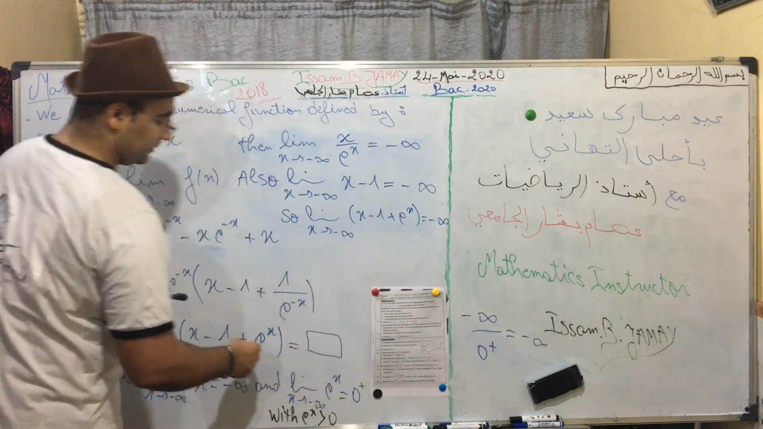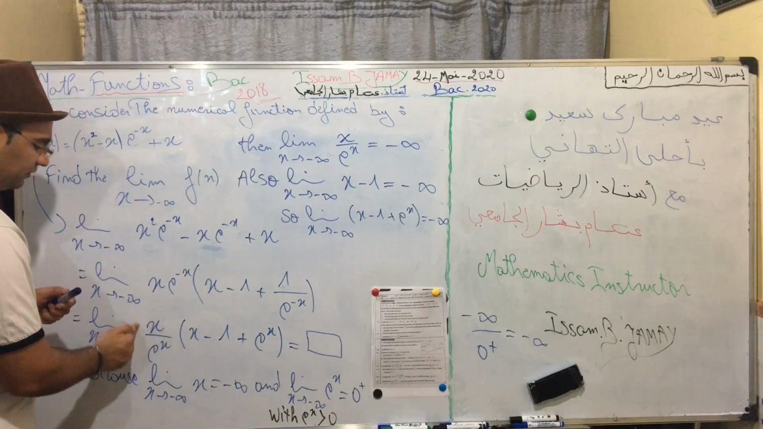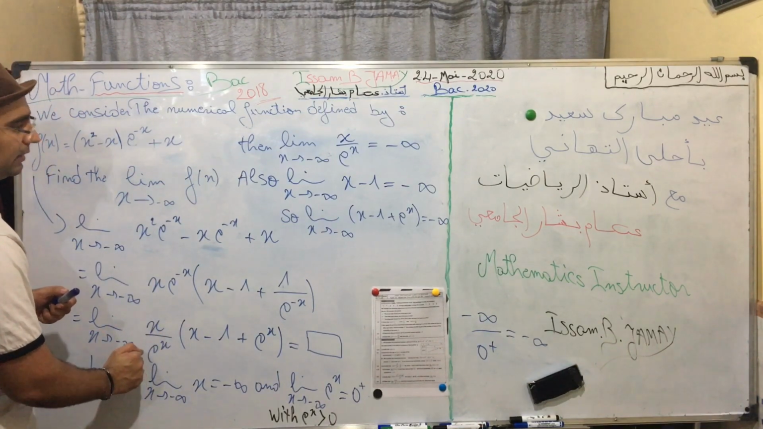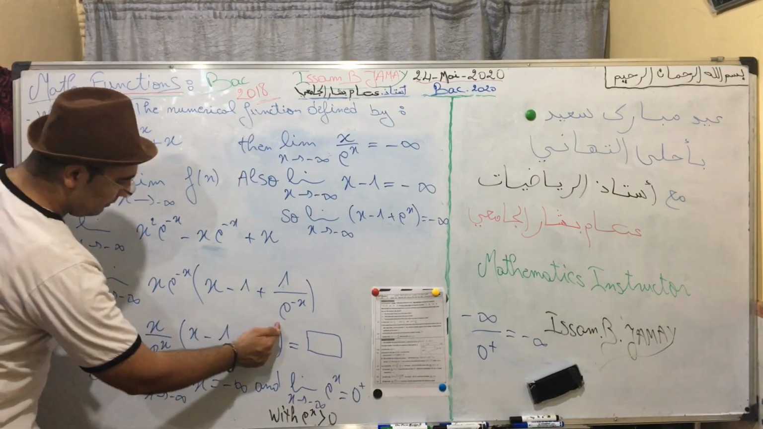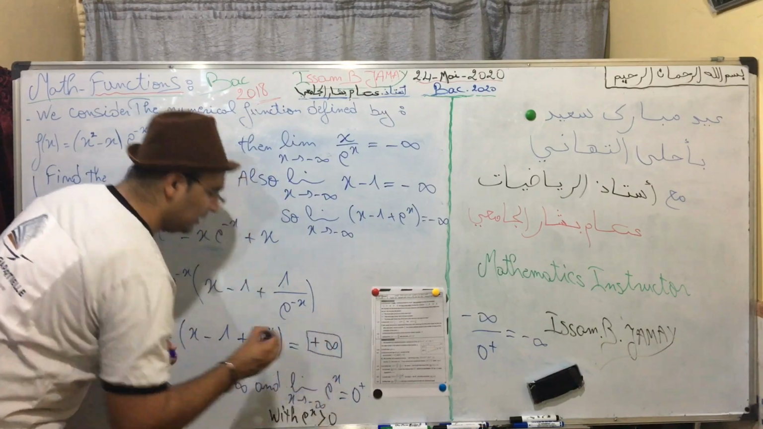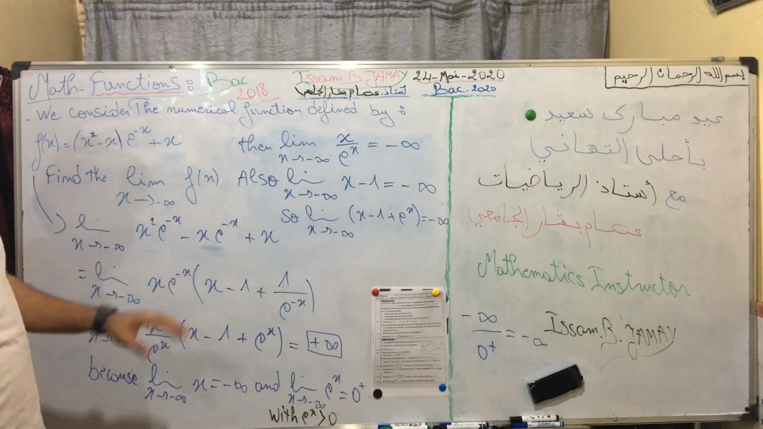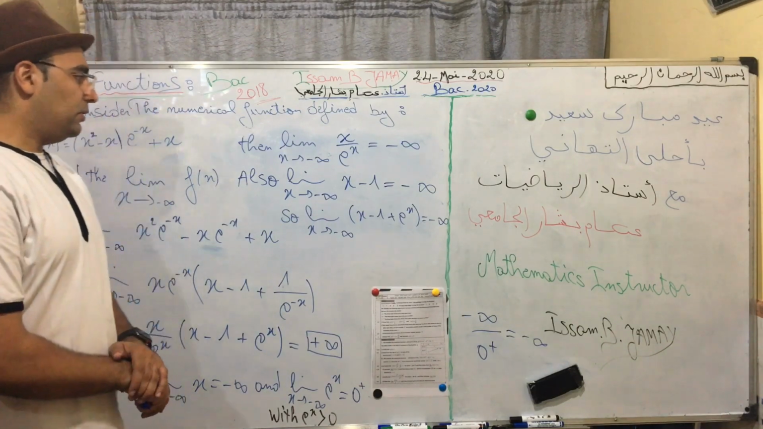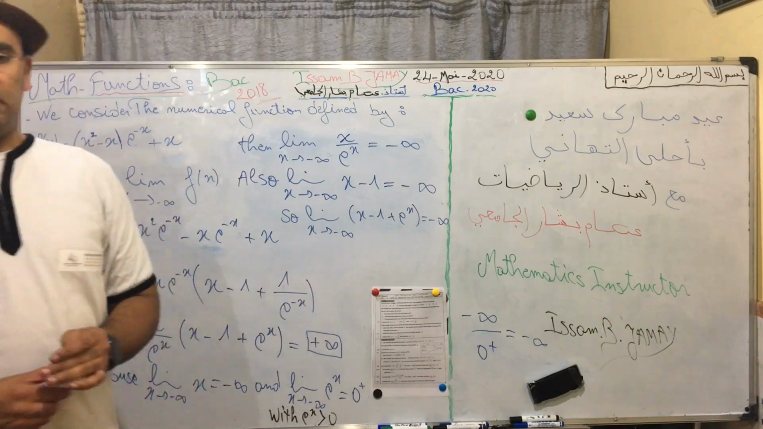So as a conclusion, we have this is minus infinity, and we prove that this one too is minus infinity. Then minus infinity multiplied by minus infinity is going to be plus infinity. So that's my answer. All right, I hope that you understand, and wish you best of luck, and see you in another video.